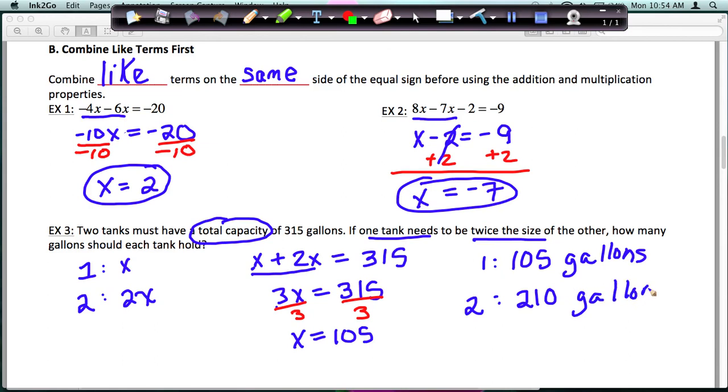And remember, there's a way to check to make sure you did this correctly. These are supposed to add up to be 315, so just double check, and 105 and 210 does add up to be 315. So we have solved this.